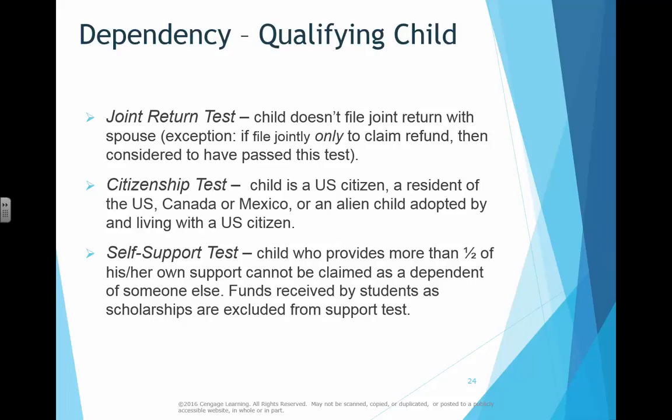Okay? This is the first set of tests. The second set of tests is way broader. You can get your next door neighbor as a dependent.